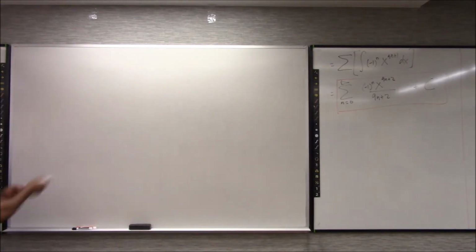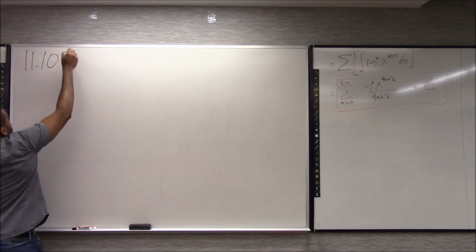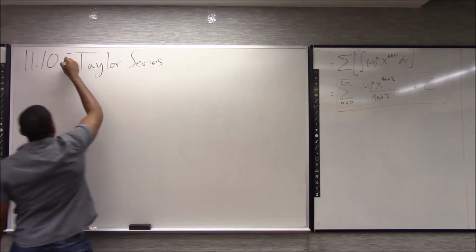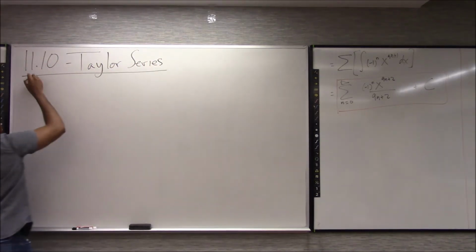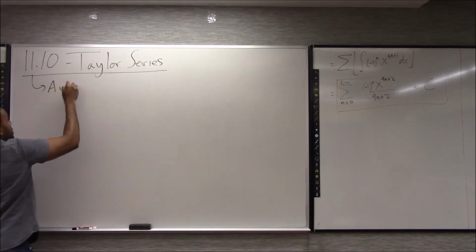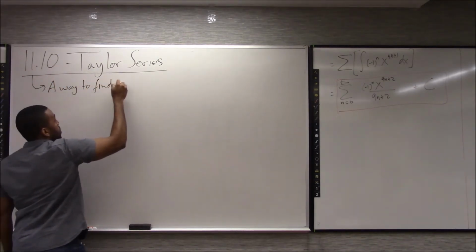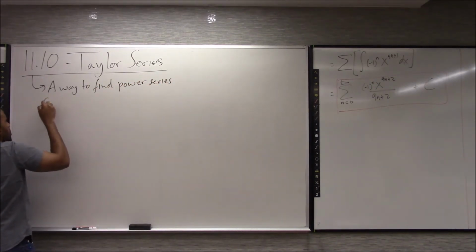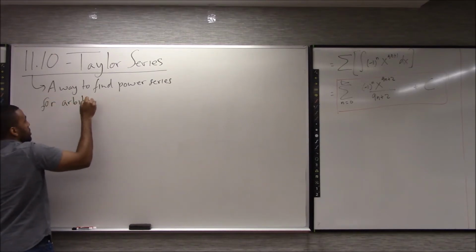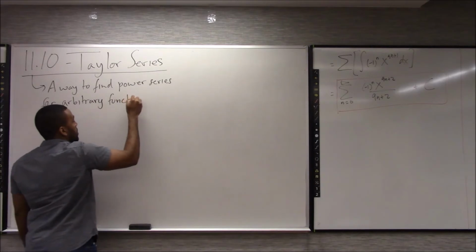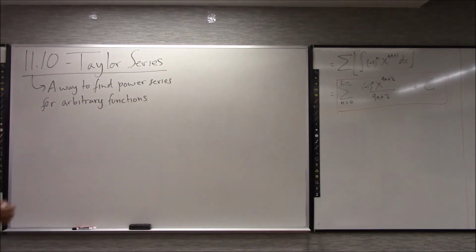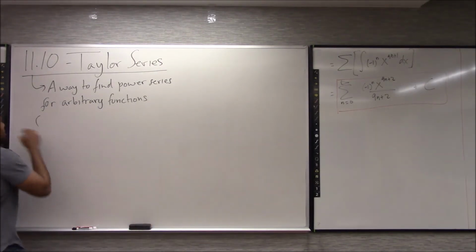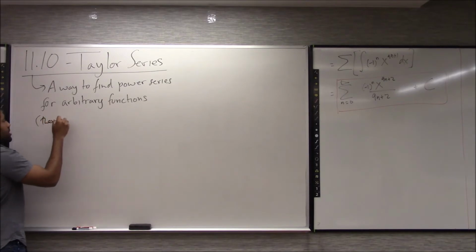So we're going to do 11.10, what's called the Taylor series. And basically what this is, it's going to be a way to find power series for arbitrary functions. One caveat though, you can't use just any random function you want. There's one little catch. They must be infinitely differentiable.